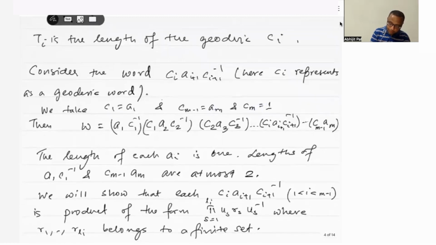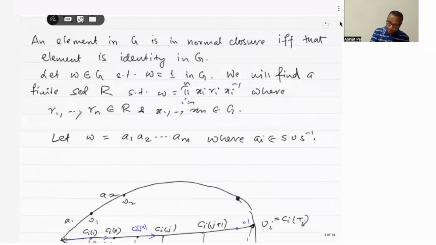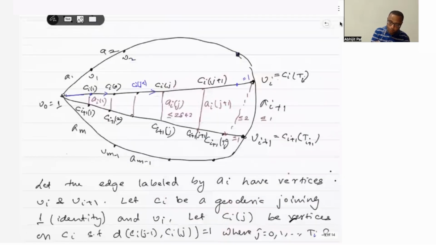So now note that this W is equal to A1 C1 inverse, C1 A2 C2 inverse, C2 A3 C3 inverse, up to Ci Ai plus 1, Ci plus 1 inverse, up to Cm minus 1 Am. So what we have done here is we started with this loop W, and this loop W you can write as a product of some subloops.